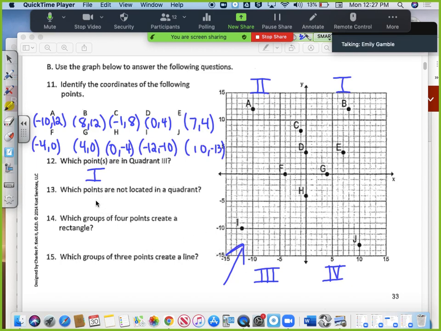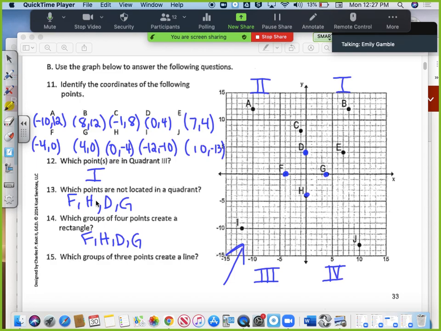So that'll help us answer number 13. The points that are not located in the quadrant are all the points that are on the line, and that would be point F, H, and also D and G. All these points are on an x or y axis, which these 4 points are actually creating a rectangle as well, since they are all like 0, 4 or 0, negative 4. These 4 points here create a rectangle. So F, H, D, and G are the answer again because they create a rectangle.